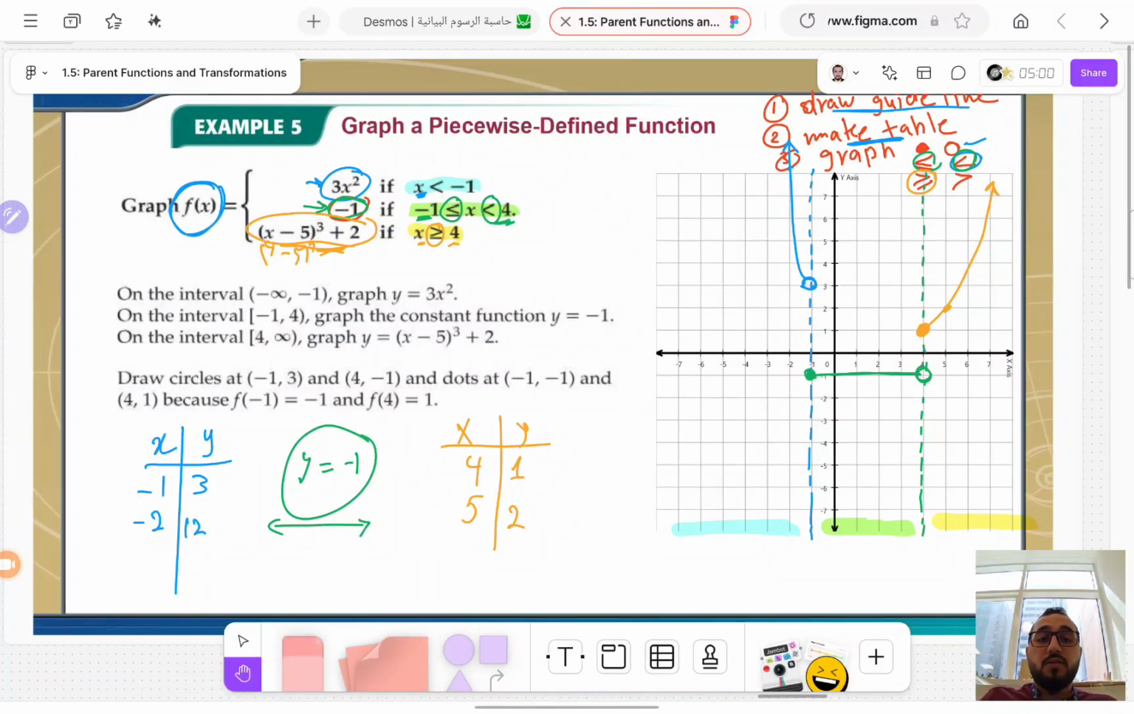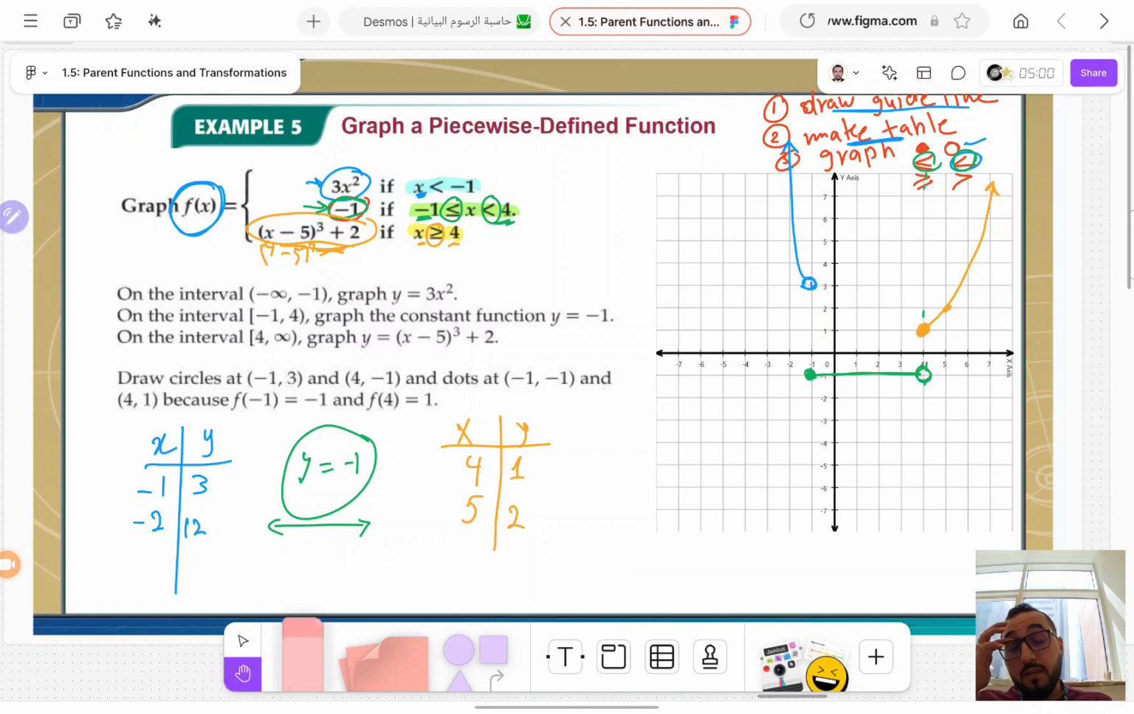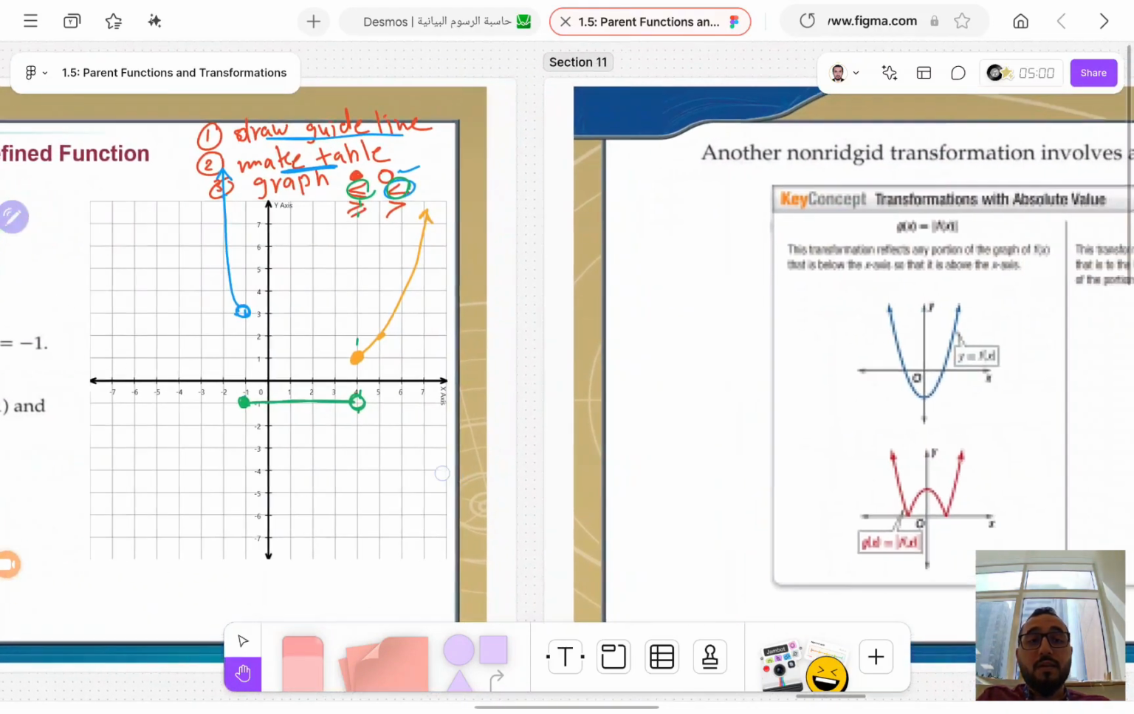So just to summarize it, first draw the guideline. Then after that you can just erase the guideline. You don't need it. Then the second step, make a table for each function. After you make the table, pick the same point given in the interval. Then pick any other point, then you graph your function. This one will be your piecewise function. Okay, I hope you understand this.